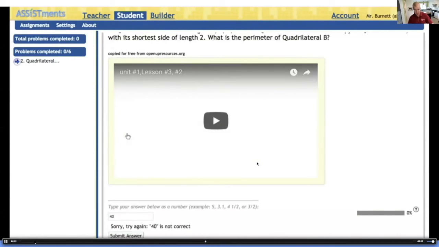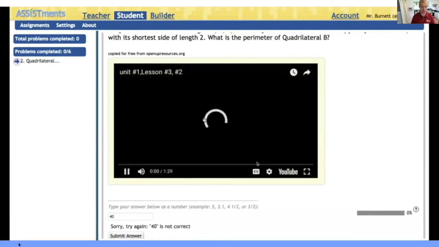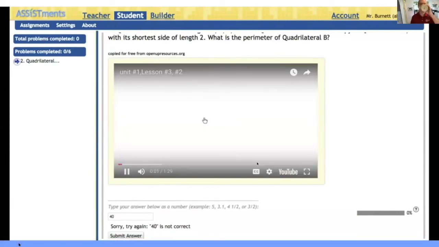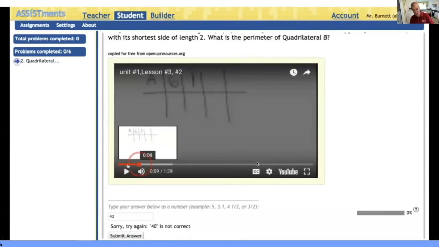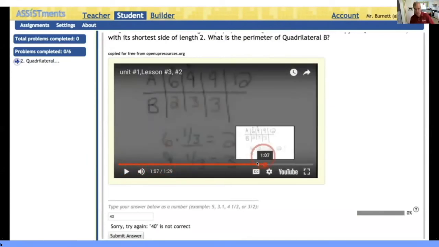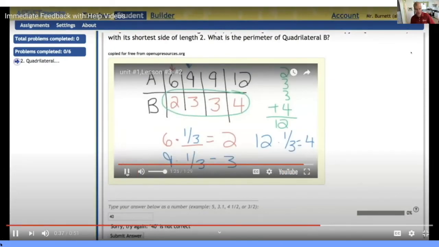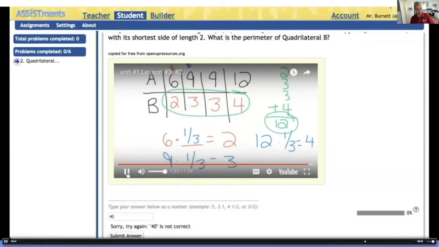It's a video that I made using the whiteboard app Explain Everything. And then they just click on the video and the video will run. So we have quadrilateral A here, and I'm going to make a little... And it will take them through the problem and show them how to solve the problem. And when they get all the way to the end, it will tell them what the answer is. 12. So the perimeter of the quadrilateral B.